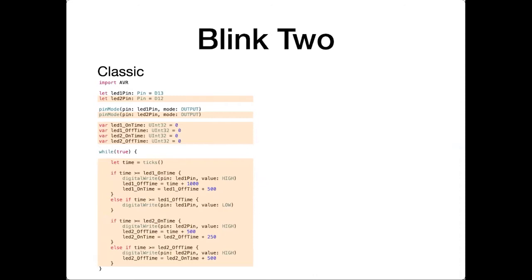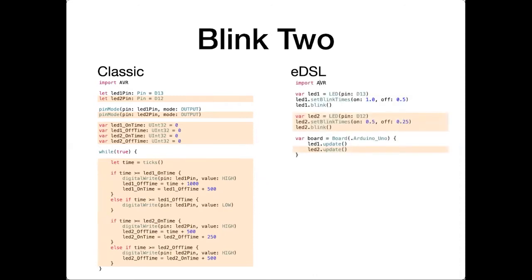Now what DSL does is if you bring that in, here's what the same program running on EDSL would look like. All we really had to do was copy the 3 lines that declared the LED, set the blink times, and told it to blink. And then we just supplied different values for the blink times. And then we add that new LED to the update loop. And this is much simpler, especially if you try to go to 3 or 4 or 5 LEDs.